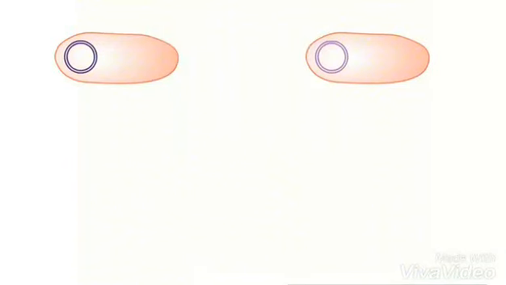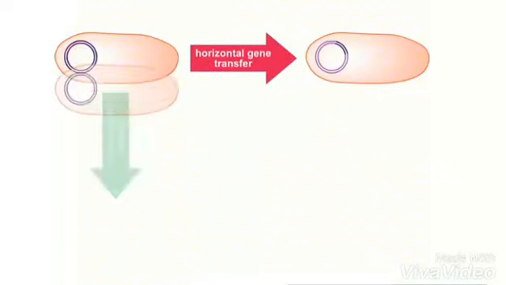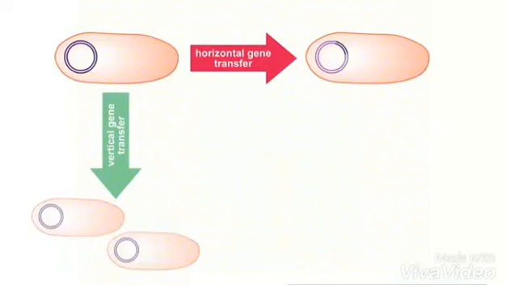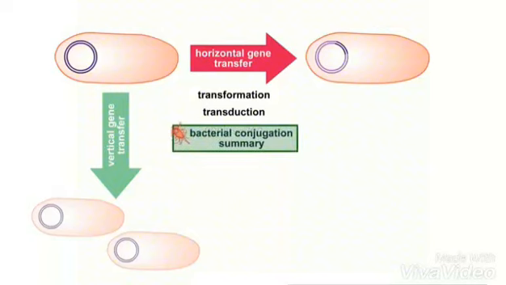The transfer of genetic information between organisms in the same generation is called horizontal gene transfer. 3 types of horizontal gene transfer occur in bacteria: transformation, transduction, and conjugation. All 3 mechanisms involve a donor cell that transfers a portion of its DNA to a recipient cell, which may incorporate the new DNA into its own, becoming a recombinant organism.